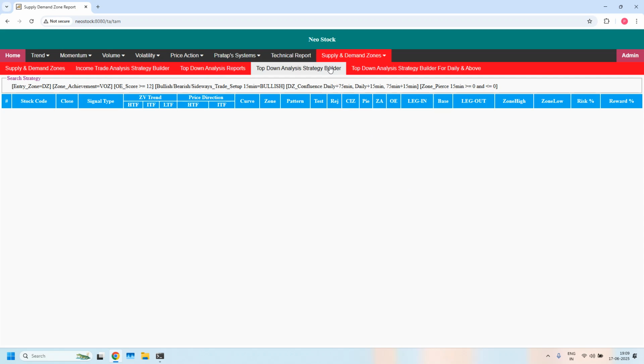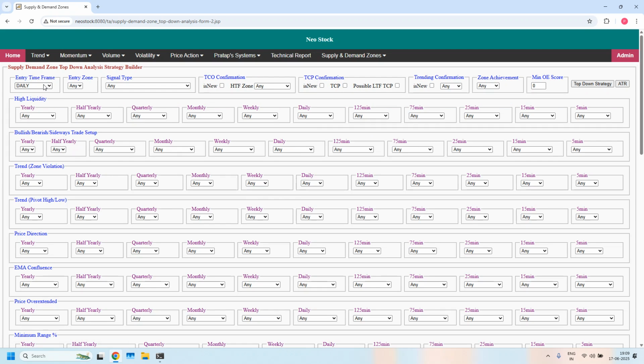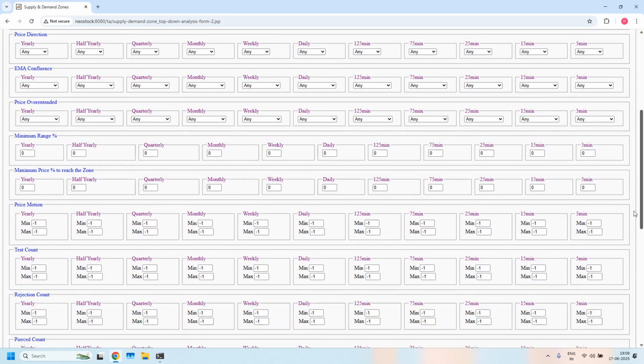Next, bearish trade setup for daily income trade. Entry time frame is 15 minutes. Entry zone, supply zone. And bullish or bearish at 15 minutes, I am selecting bullish. Zone achievement, violated opposing zone, minimum odd enhanced score 12. And also 15 minutes supply zone should not be pierced.